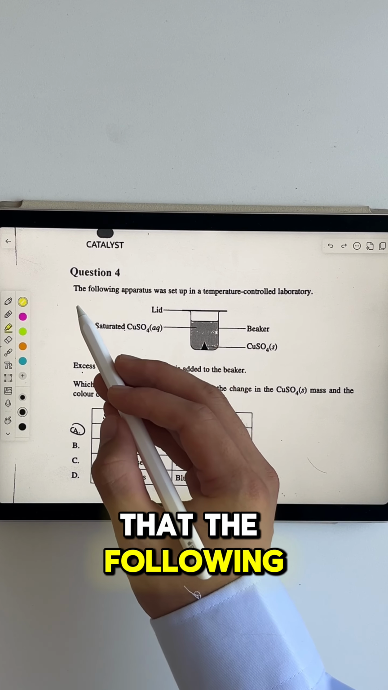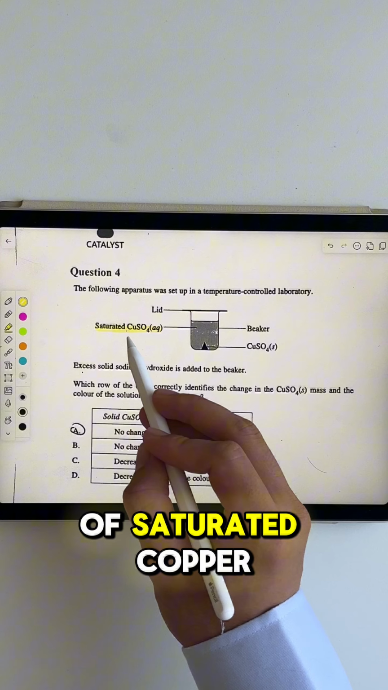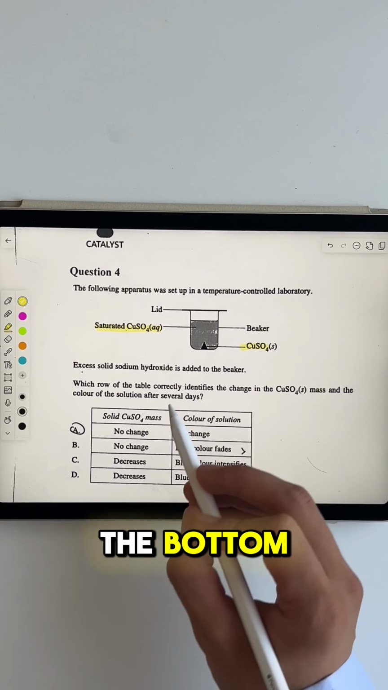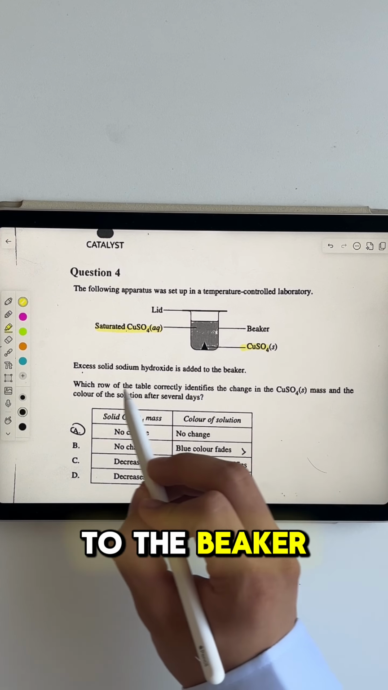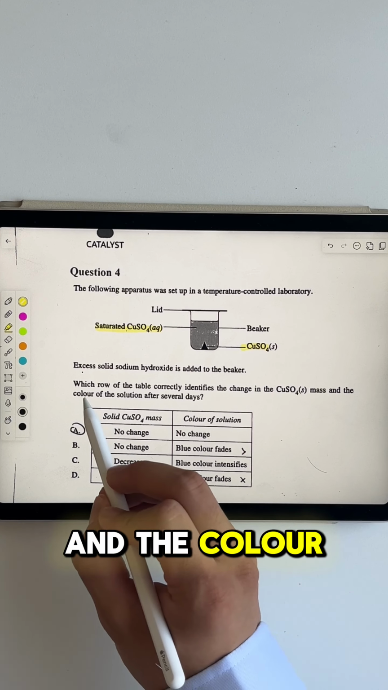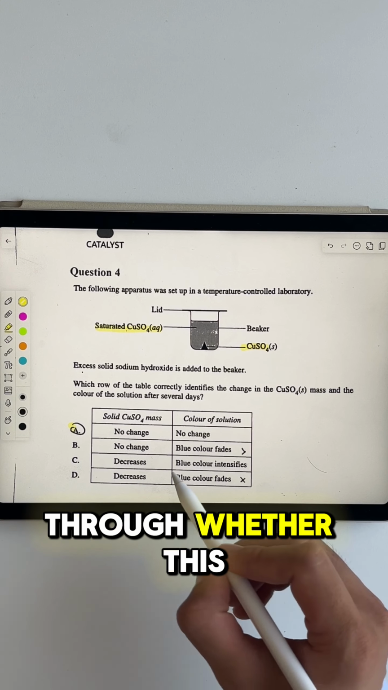Question 4 reads that the following apparatus was set up in a temperature-controlled laboratory. There's a lid over a solution of saturated copper sulfate, which also has some copper sulfate solid sitting at the bottom. Excess solid sodium hydroxide is added to the beaker. Which row of the table correctly identifies the change in the copper sulfate mass and the color of the solution after several days? So our student's gone for A, and let's talk through whether this is correct or not.